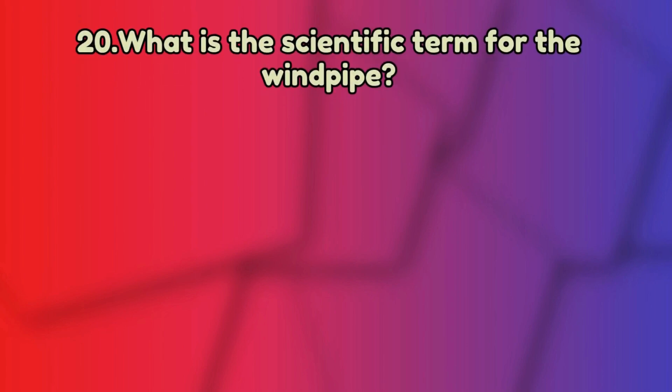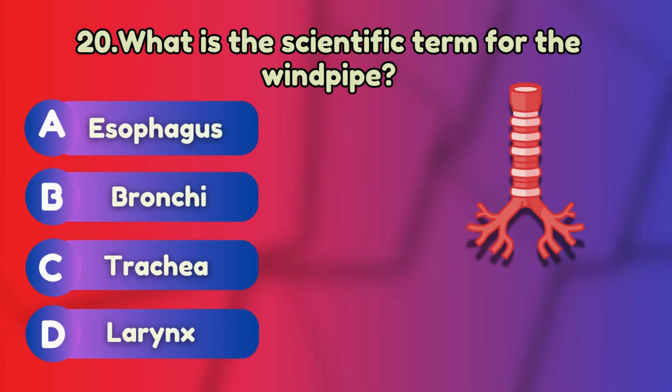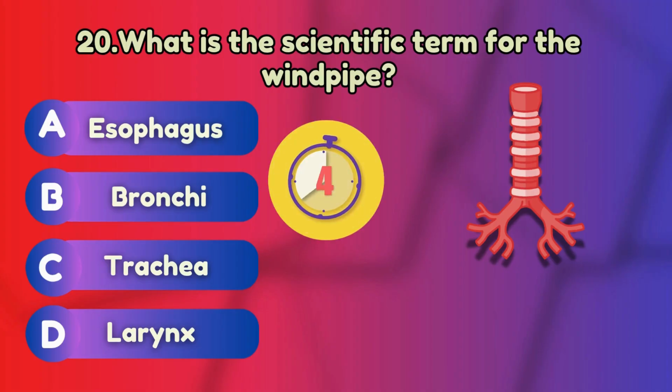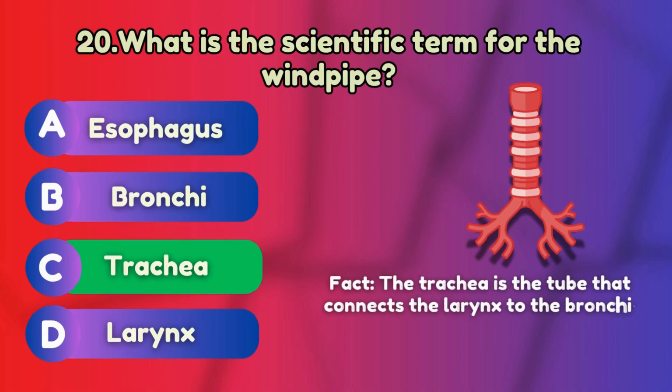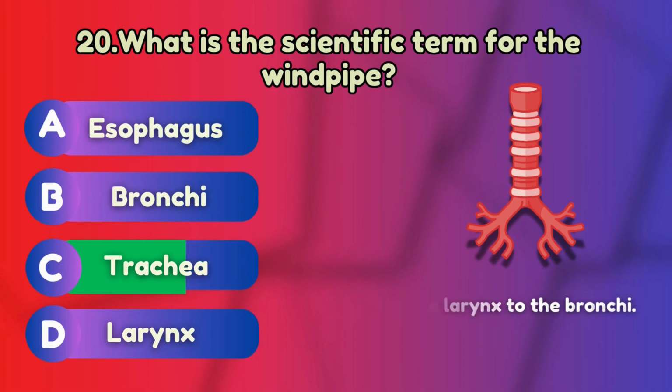20. What is the scientific term for the windpipe? A, esophagus, B, bronchi, C, trachea, D, larynx. Right answer, trachea. Fact, the trachea is the tube that connects the larynx to the bronchi.